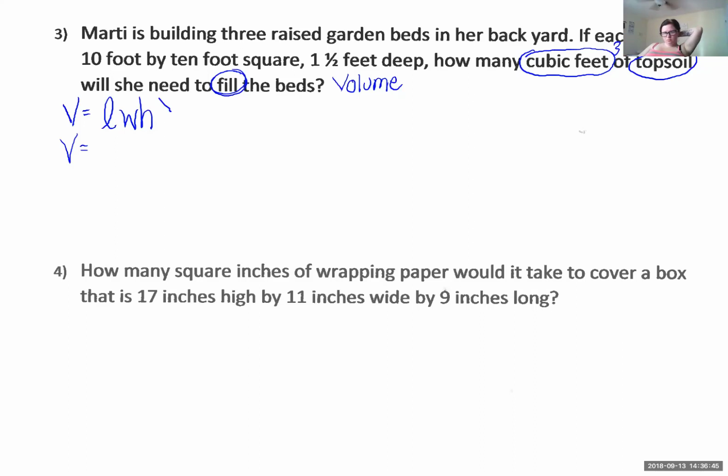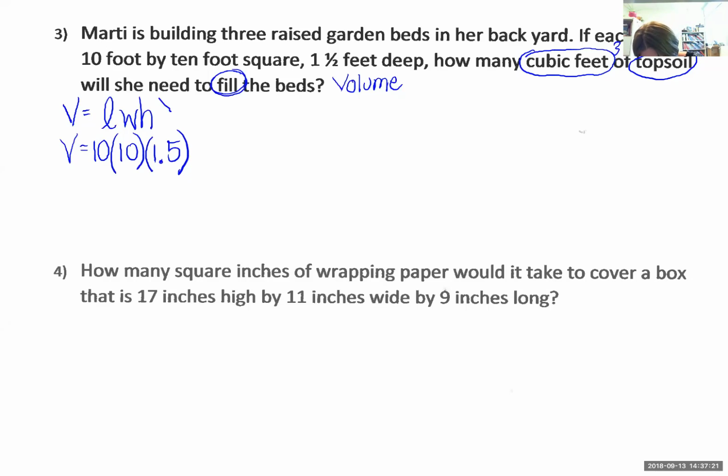So what is the length of my rectangular solid, my garden bed? 10. And the width? Also 10. And the height? 1.5. And you say, should I use a fraction or should I use a decimal? I say use whichever one you find easier to put in your calculator or do math with. If I were doing this by hand, I'd probably use a fraction because I'd rather do fractions by hand. But since I'm doing it in a calculator, I'll just put in a decimal because I'd rather do decimals with my calculator. 10 times 10 times 1.5.